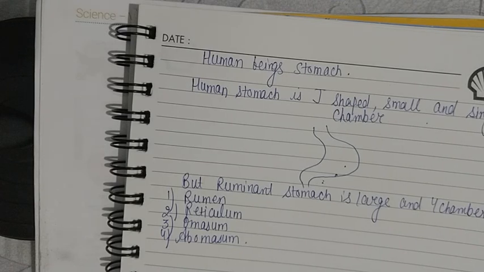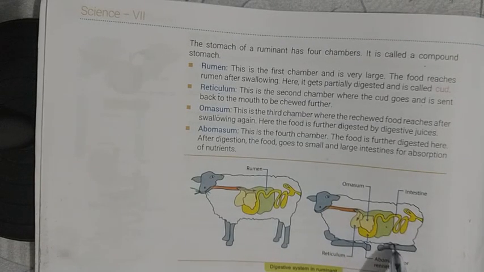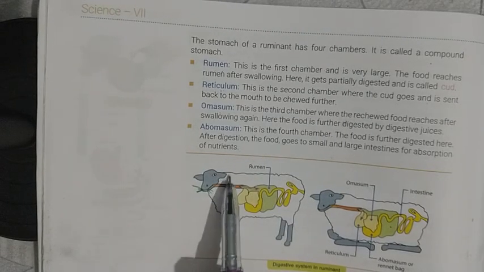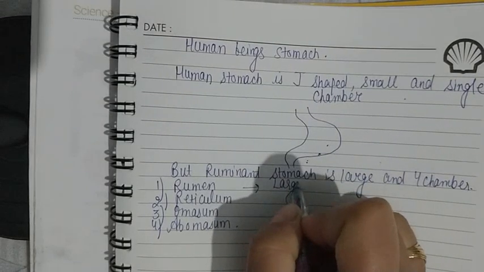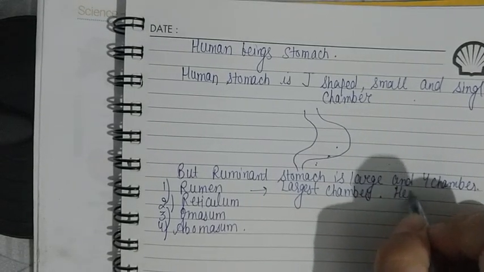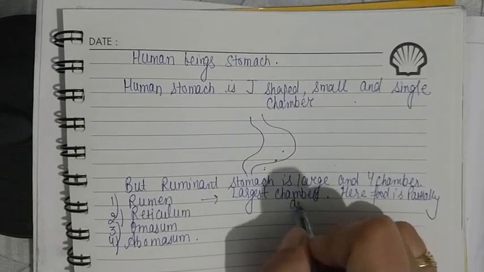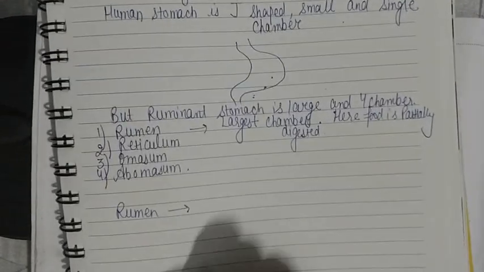First is rumen. The rumen is the largest chamber and cellulase is produced here by a number of microorganisms. Food that is swallowed enters the rumen and is partially digested. This is the rumen and this is the esophagus. Rumen is the largest chamber. Here food is partially digested. The partially digested food in rumen is called cud.